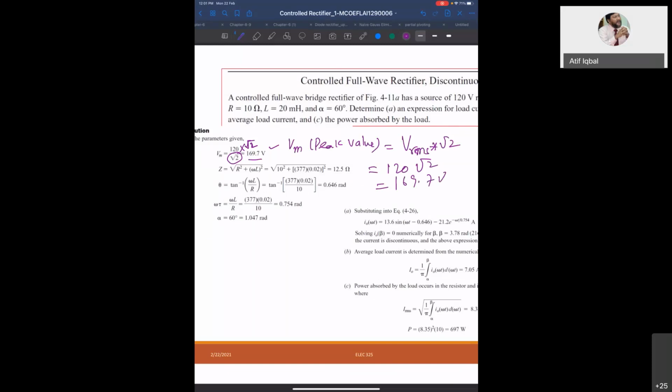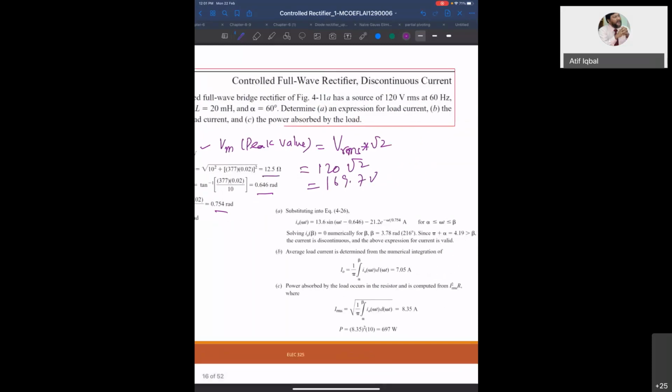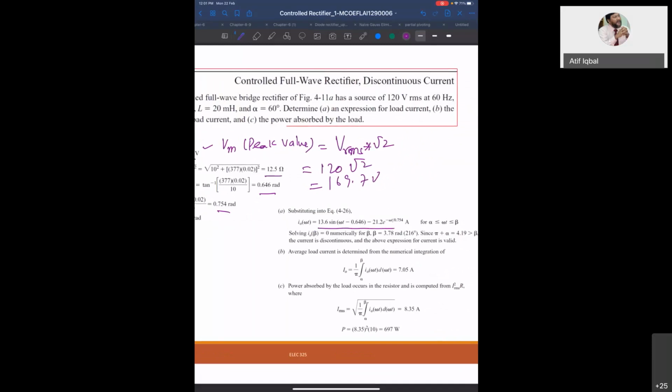Okay, and this is your impedance. This is your impedance angle. This is your omega tau, and this is your alpha. Now you put everything directly into the expression, and you get this. And then we have to solve to get the beta value. When you solve this, we get the beta value equal to 3.78 radian.